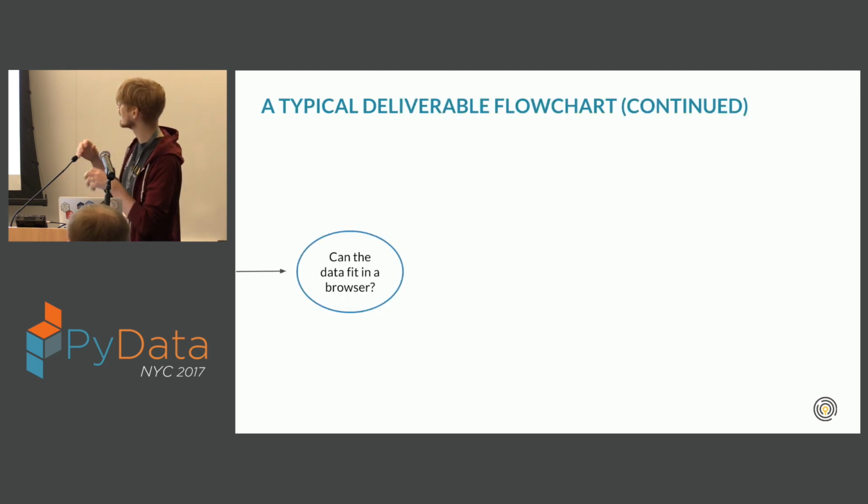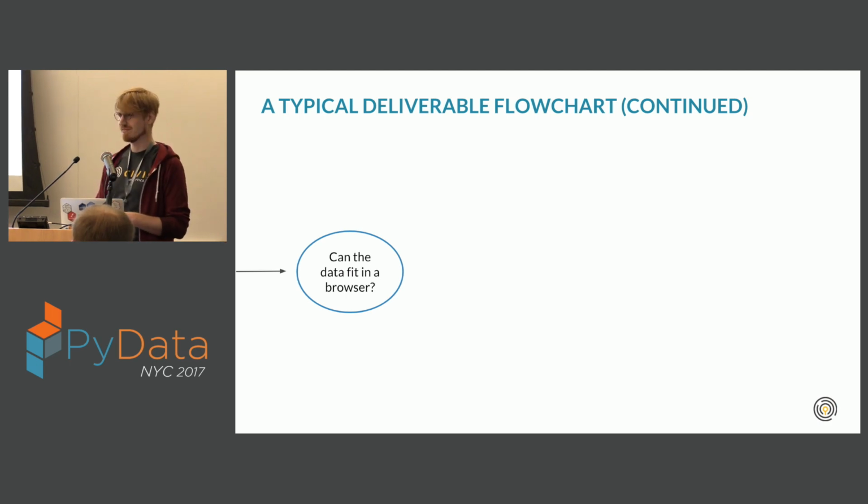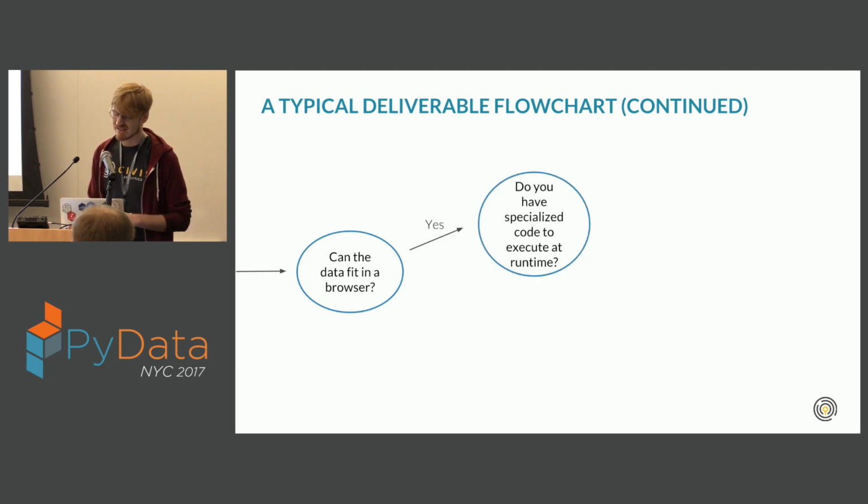Okay, so given those constraints, the first question we'll ask is, can our data fit in the browser? Let's say we just have an aggregation of some data, a few thousand rows, and it's easy to fit, so yes. The next question we would ask is, do we have specialized code that we want to execute at runtime? We can translate some Python code to JavaScript, but if we have a scikit-learn model that we want to run, we can't really translate that to JavaScript. Interestingly, there are some packages out there to run and even train TensorFlow models in the browser, which is kind of a brave new world.